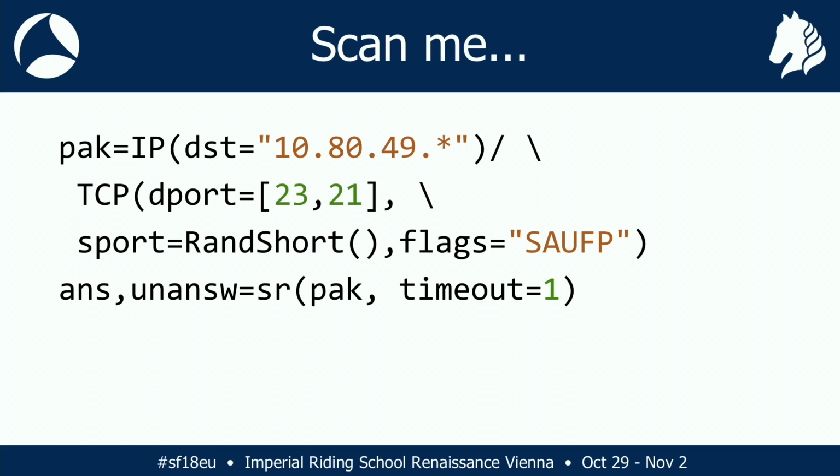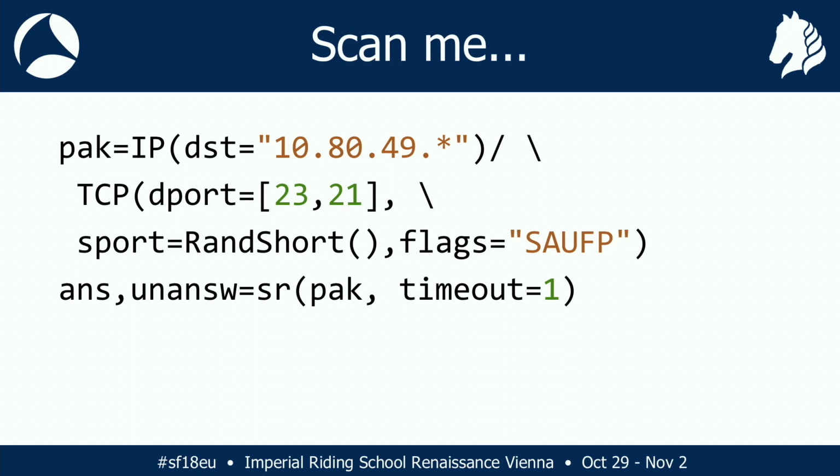So we have the variable pack, and this variable pack we fill with some layers. We're starting with the IP layer, and define an argument, the destination address. So it's not one address, we have multiple addresses. You can see it with the asterisk in the 4th octet. Then the next layer, we separate the layers with a slash. We have a TCP layer.